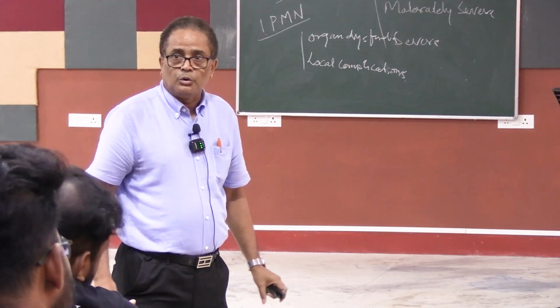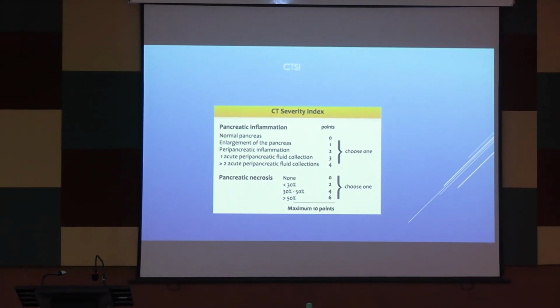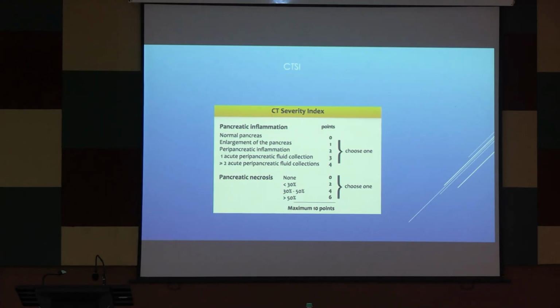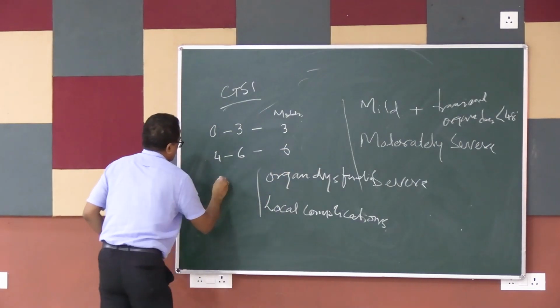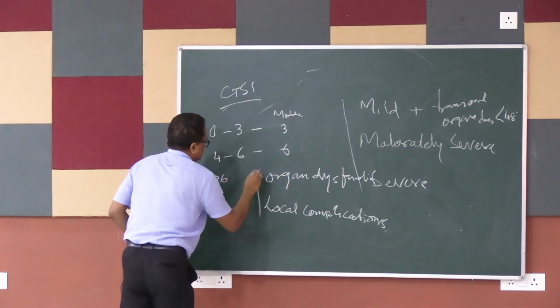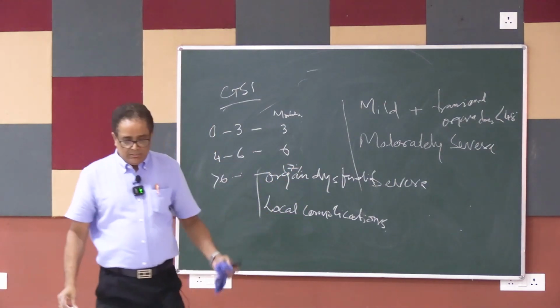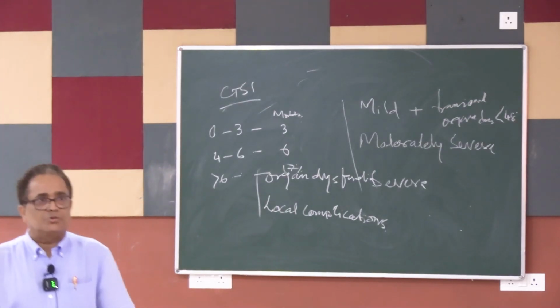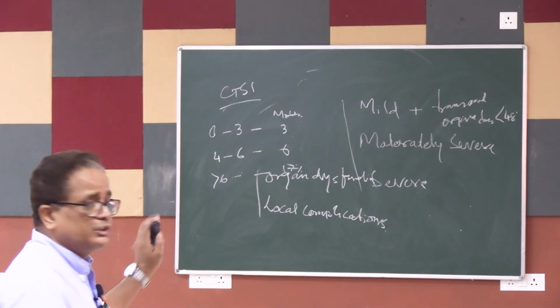Maximum 10, minimum 0. And here also the prognosis, which is not in this slide, is also done with 3. So if the CTSI, the CT Severity Index, value is say 0 to 3, mortality is 3, 4 to 6, mortality is 6, and more than 6 to 10, mortality is 17. So here also there is a correlation with the mortality. Each time you do a scoring, the basis is to say what will be the fate of the patient. So these two you remember.